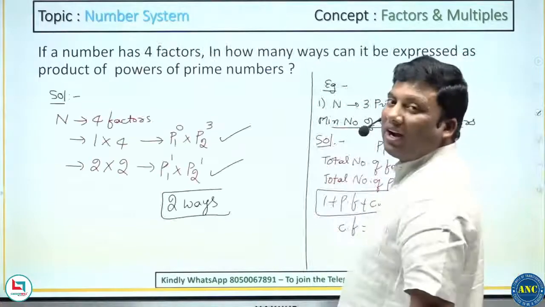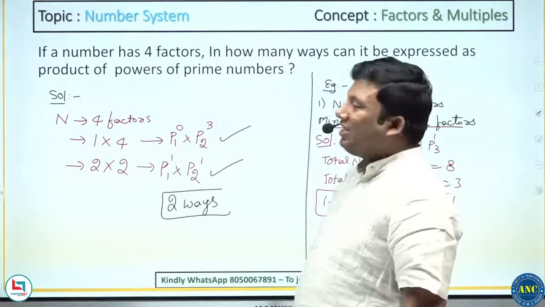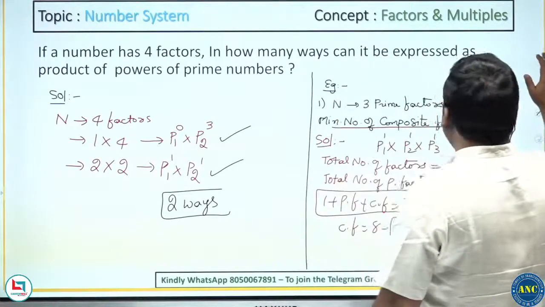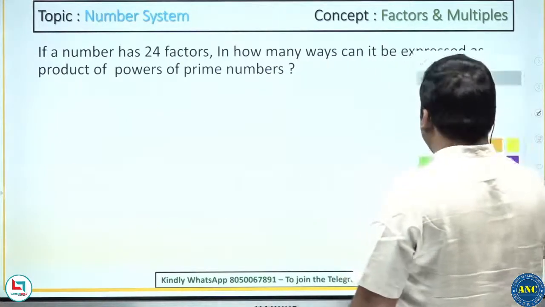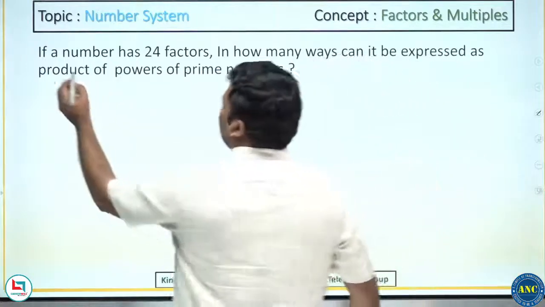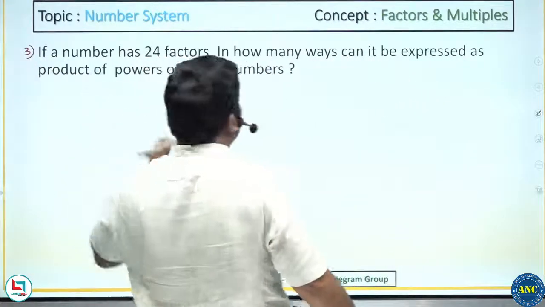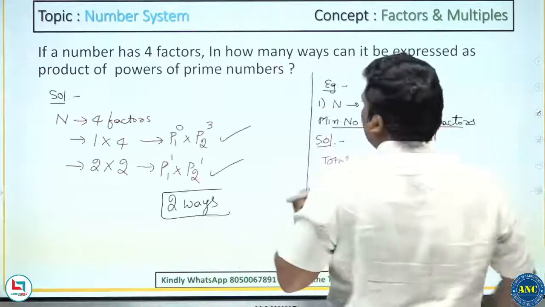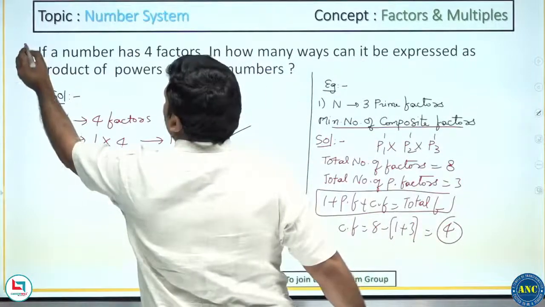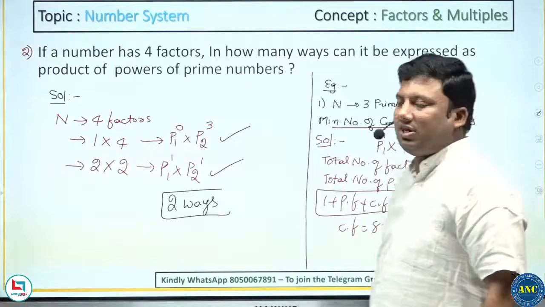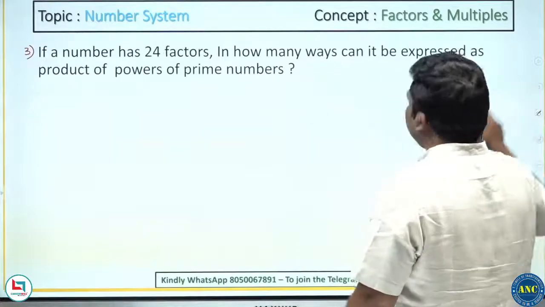Here it is a smaller number. Number of factors is 4. Smaller number. If it is 24, listen carefully, sir. Third question. Each and every question, kindly revise it right after the class is over so that you will be extremely comfortable with this concept.